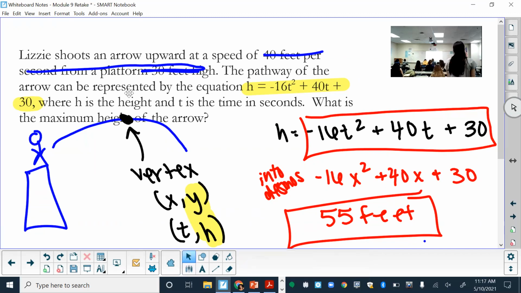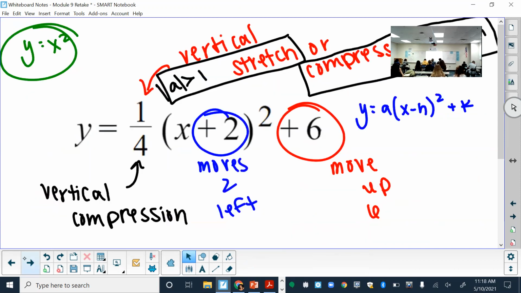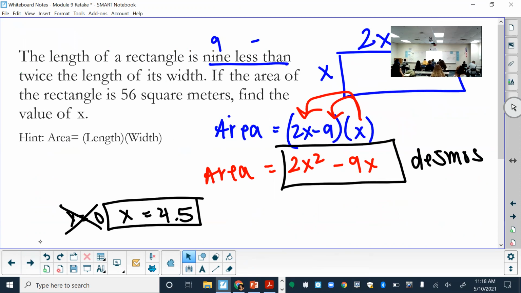Questions about another one from the test? Yes? Now, one about the rectangle? All right. So let's see, yes? When Katie comes back.